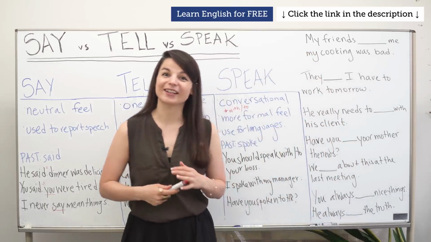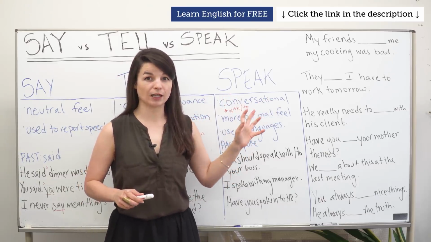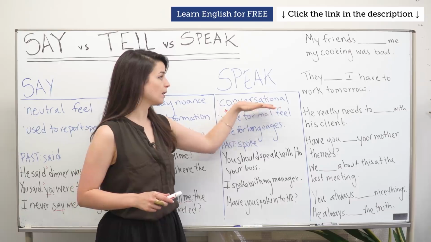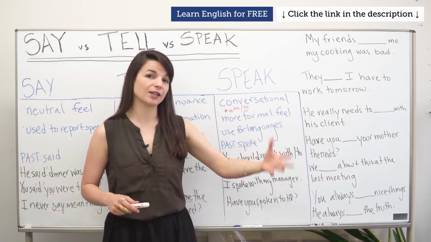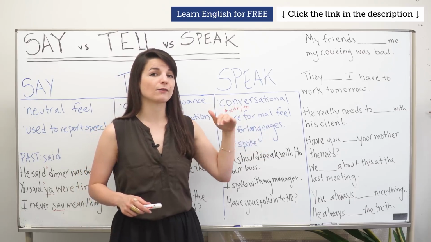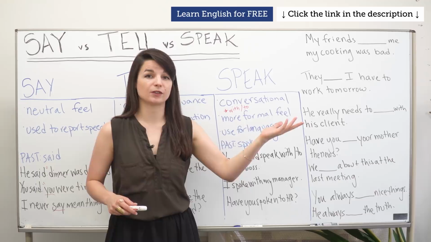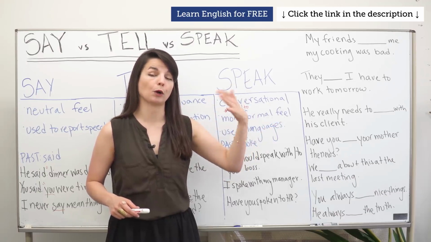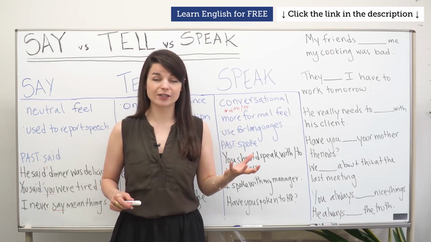Okay, so that's tell. The next verb that I want to talk about today is the verb speak. We use speak to mean a conversation. Speak has the nuance of a conversation, but with a more formal tone. We would use speak in more formal situations, like a business meeting or a work setting, or maybe a more serious conversation.